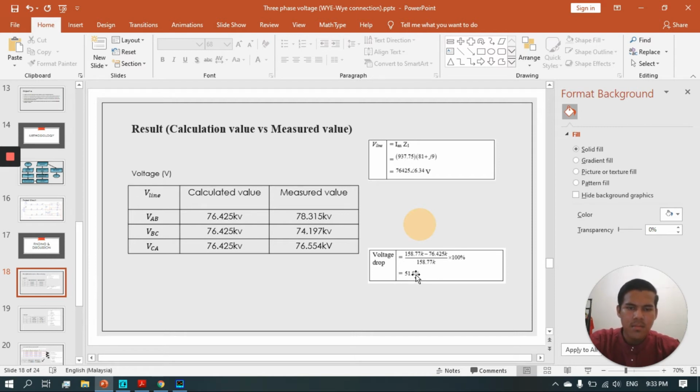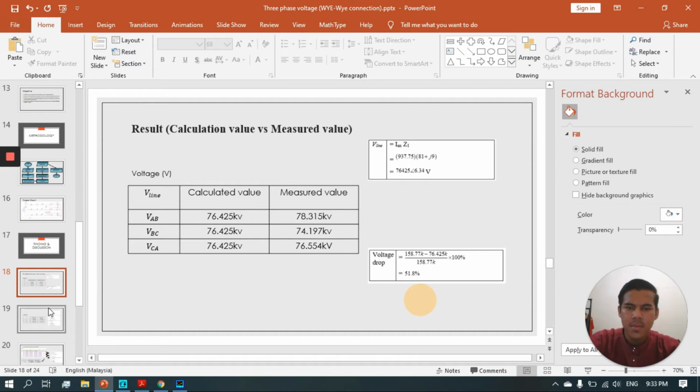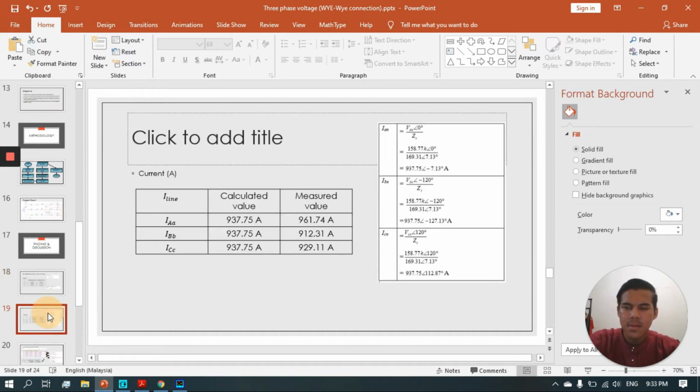Okay, so we go to the voltage drop. To calculate the voltage drop, the formula is here, but the voltage drop is too big, 51.8. This is what I get through calculation.